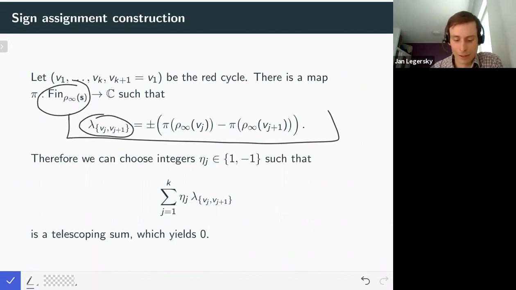So now when we take integers or signs plus or minus 1, we can just assign the correct signs to each of these edge lengths here, such that it cancels the sign. So if there is plus, we assign plus, and if there is minus, we put minus. So this cancels the signs. And then we have just a telescoping sum, so all the summands cancel out. So we get that it's 0. So this is how we get a cycle of edges with signs so that they sum up to 0.